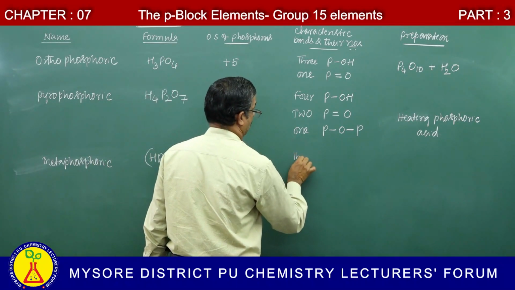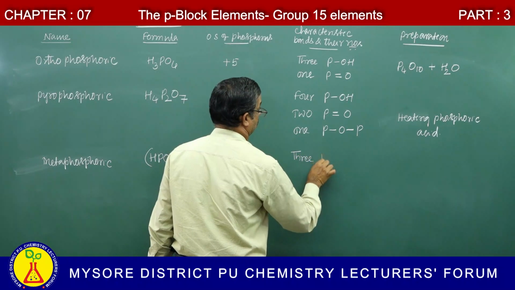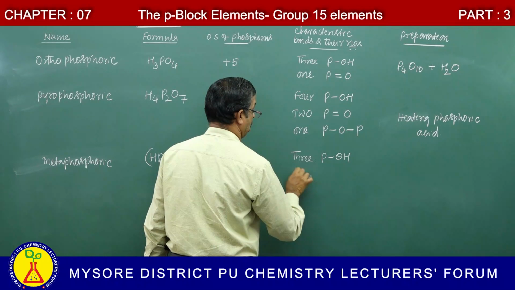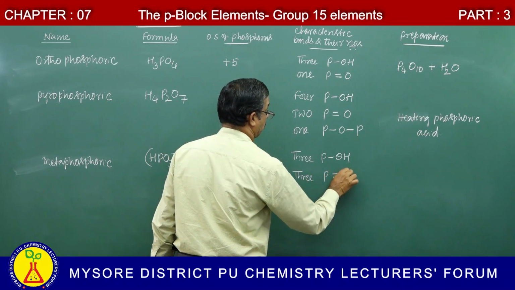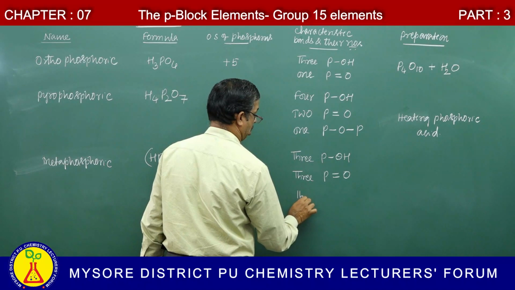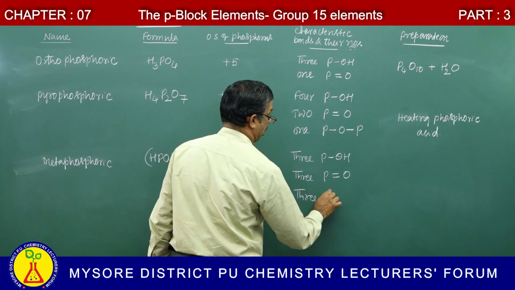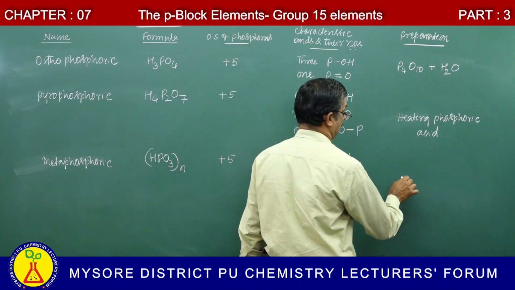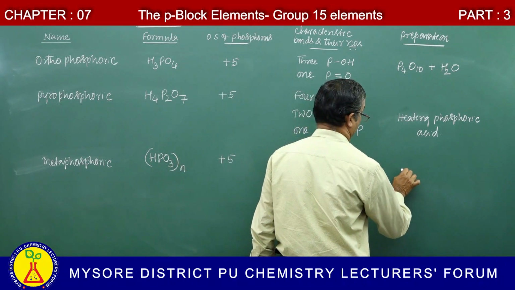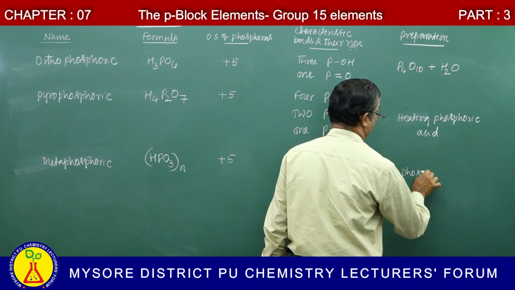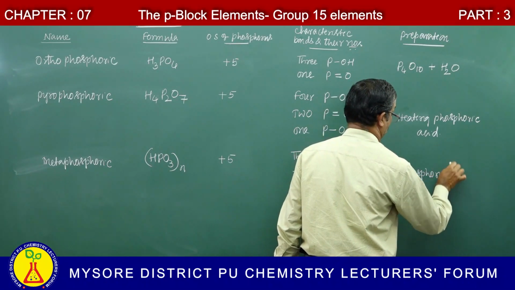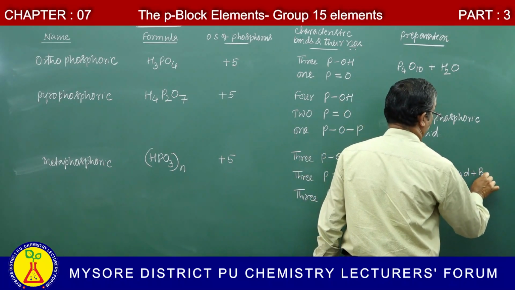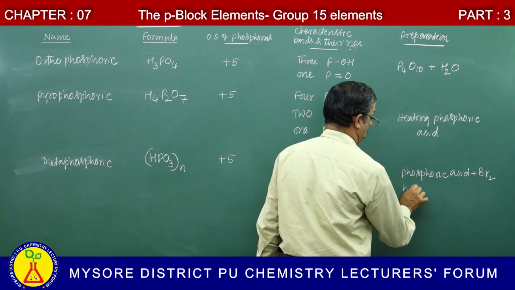So, 3 P-OH, 3 P=O, 3 P-O-P. It can be obtained by heating a mixture of phosphoric acid and bromine in a sealed tube.